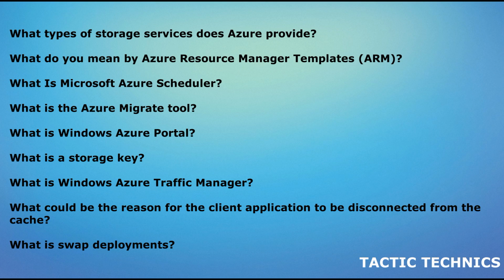What are the steps to move an Azure virtual machine from one virtual network to another virtual network? Answer: Delete a virtual machine in VNet 1, create a virtual machine in VNet 2, attach an existing disk to the newly created VM.